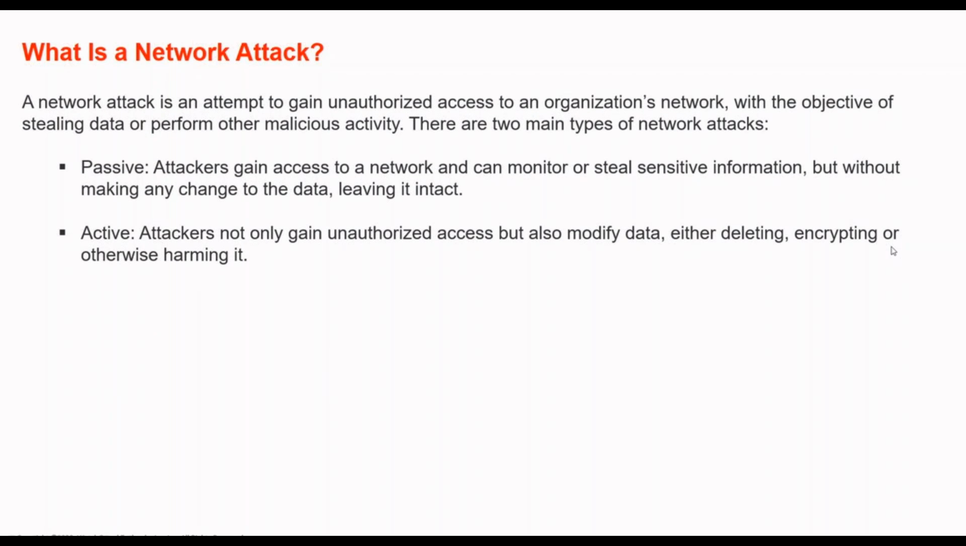So a network attack is an attempt to gain unauthorized access to your network, right? To steal data, or to perform malicious activity. And mainly there are two types of network attacks, passive and active. In a passive attack, the attacker gains access to the network and can monitor or steal sensitive data, but without making any changes to the data. It's going to leave it intact.